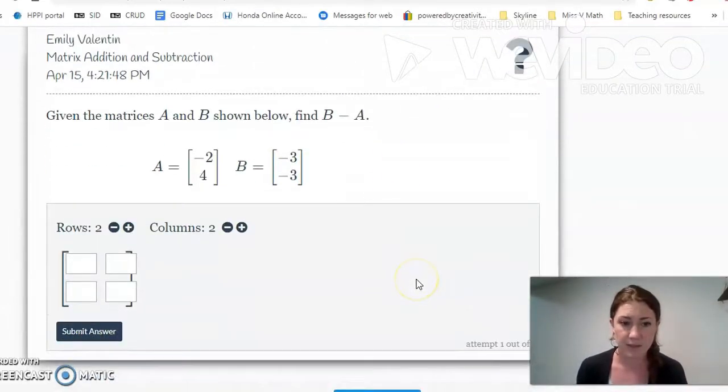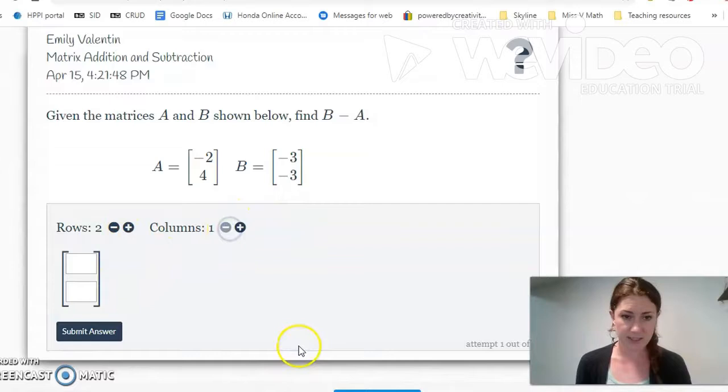Let's do another one. So here, B minus A. First thing, I need to look at my order. Okay, these are 2 by 1 matrices, so I need to get rid of that second column there. And then I'm taking B minus A. So the top element of B is -3 minus -2. Same thing as -3 plus 2, which simplifies to -1. Okay, then B on the bottom is -3 minus A, which is 4. And those simplify to -7.